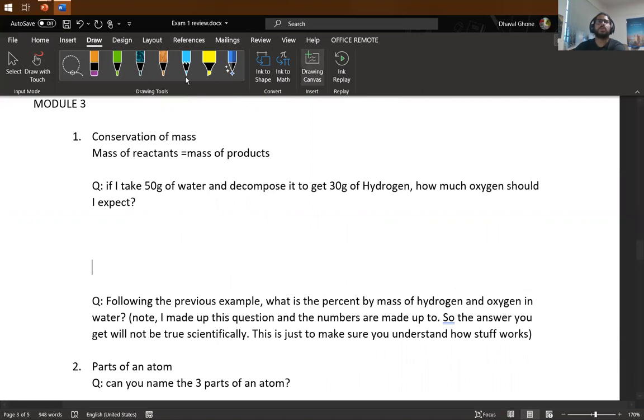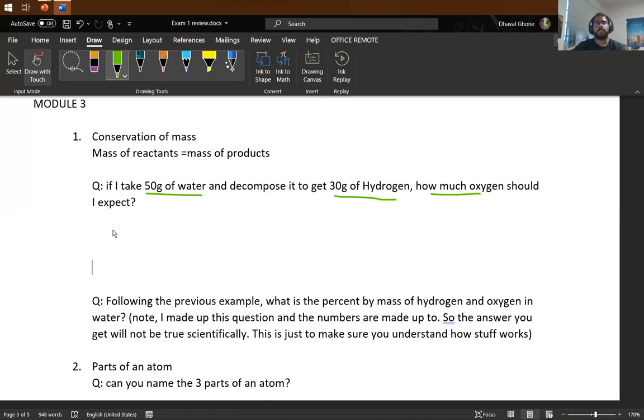It says you start off with 50 grams of water and you decompose it. You break it down to 30 grams of hydrogen, and the question is how much oxygen would you expect from this reaction. So go ahead and pause this video, read the question again, think over it, and then come back when you've solved it to see how I solve it.